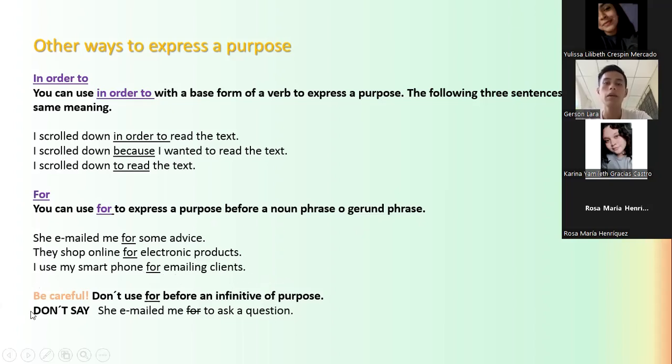But be careful, please. Don't use for before an infinitive of purpose. Don't say, she emailed me for to ask a question. For is not necessary in this case. You just have to say to ask a question.